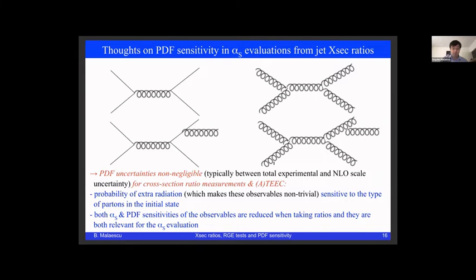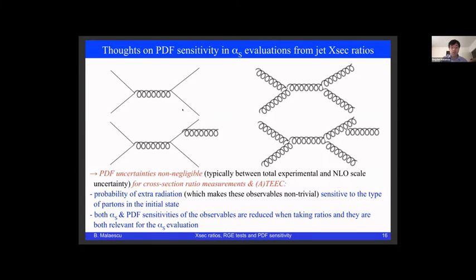And now another remark that I want to make is that when taking a ratio, it's true that one reduces a little bit the PDF sensitivity of the observable, but one also reduces the sensitivity to alpha S. And this is what you have seen in detail in the talk by Markus just before.